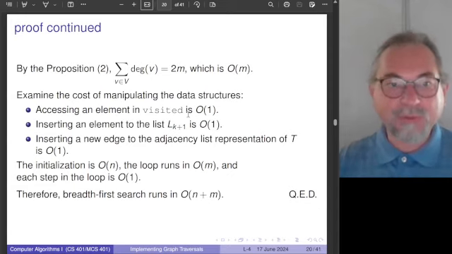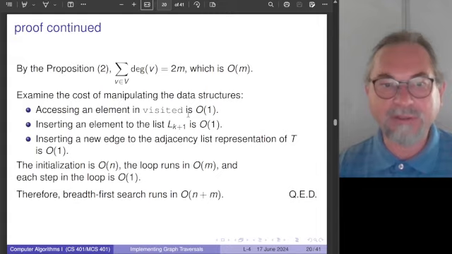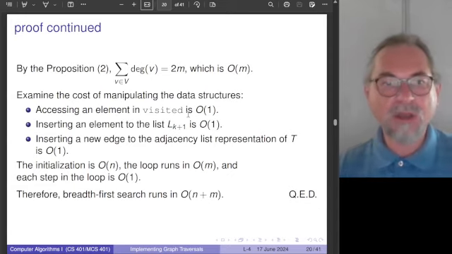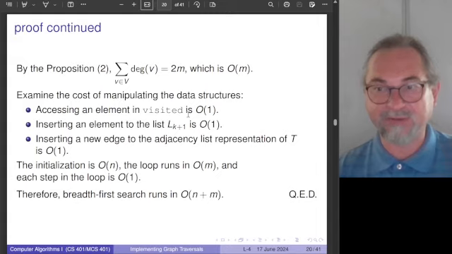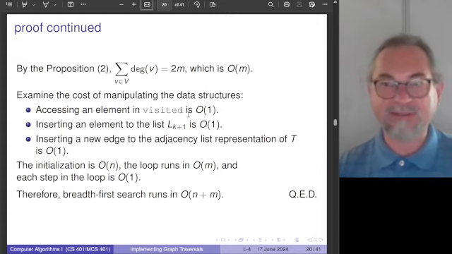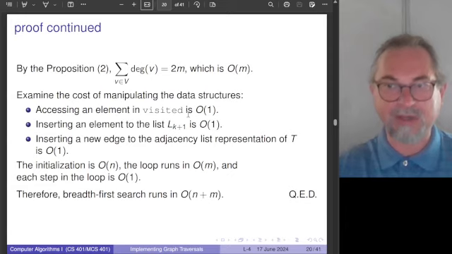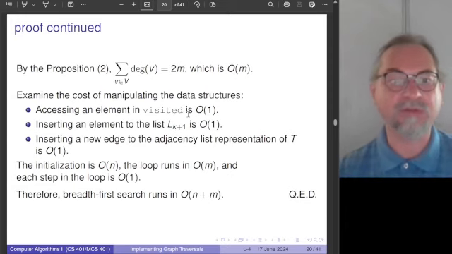To complete the proof, we have to examine the costs of all the data structures. So when we check whether we have visited an element, that can be done in constant time very quickly, one operation. Inserting an element to the list is also constant time. It's important that you have done, or that you will do, the exercise in data structures of one of the previous implementation lectures. So if you insert an element in a list, in order to show this, you would spell out all the pointer assignments that you need to do.